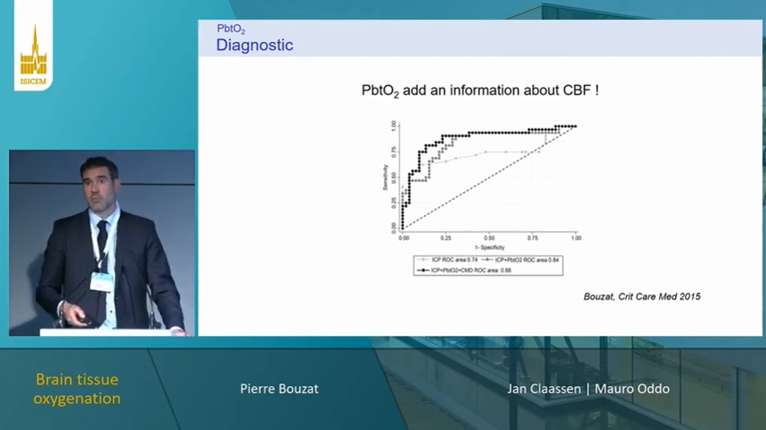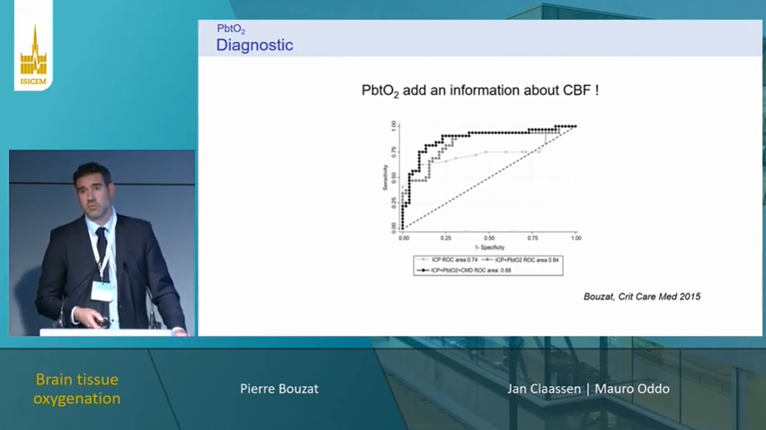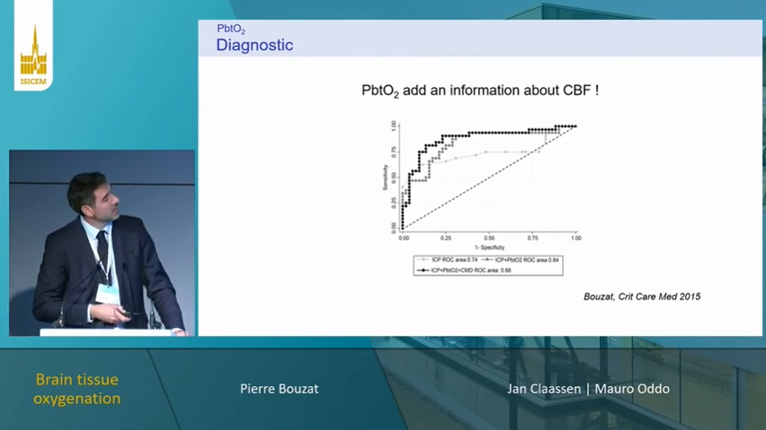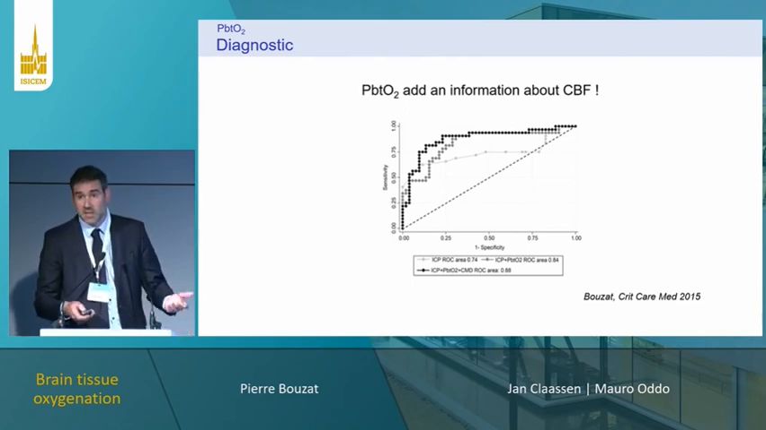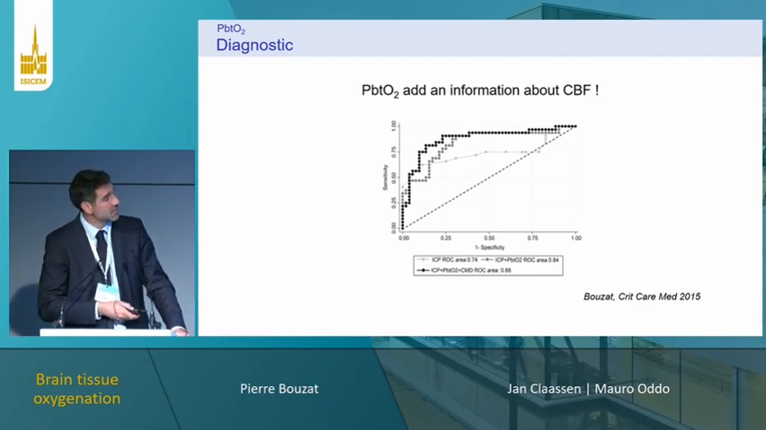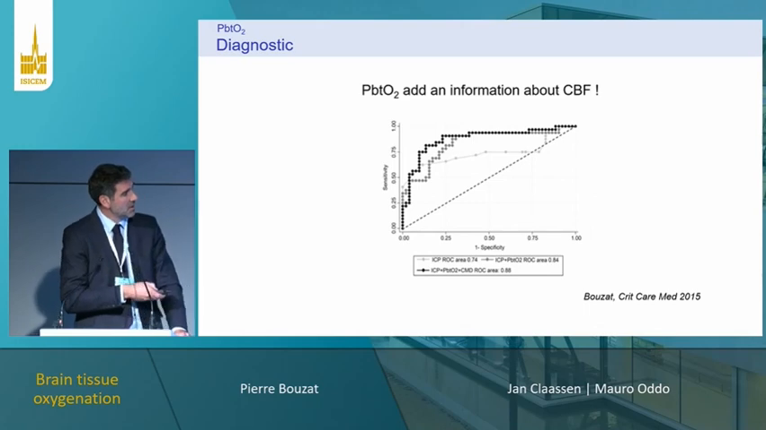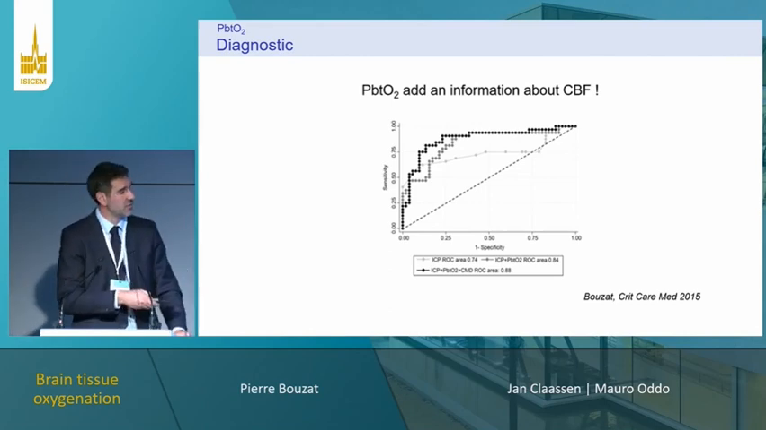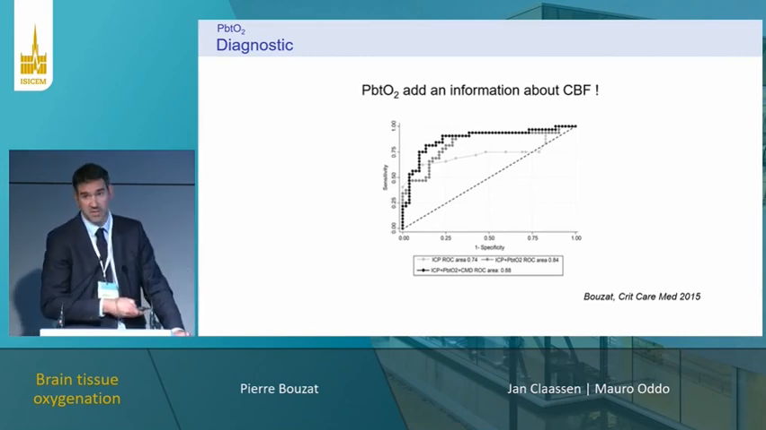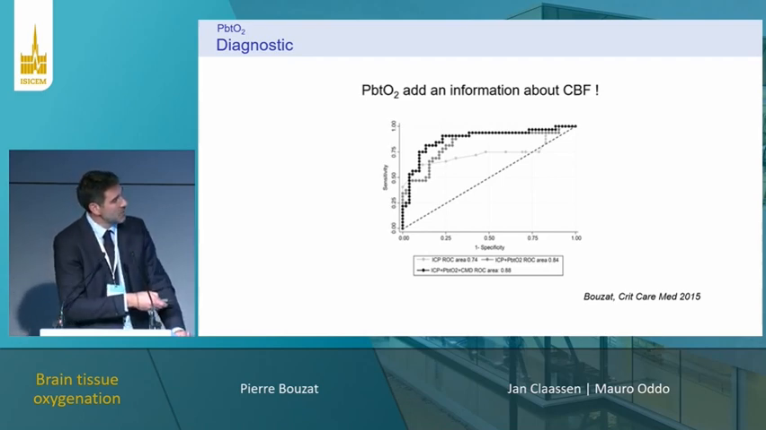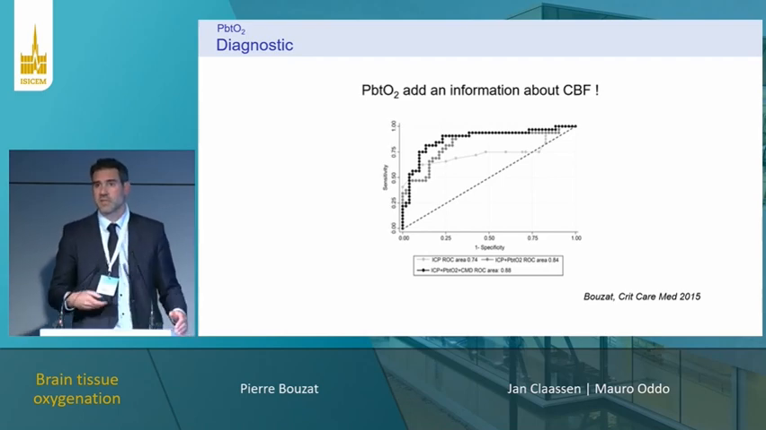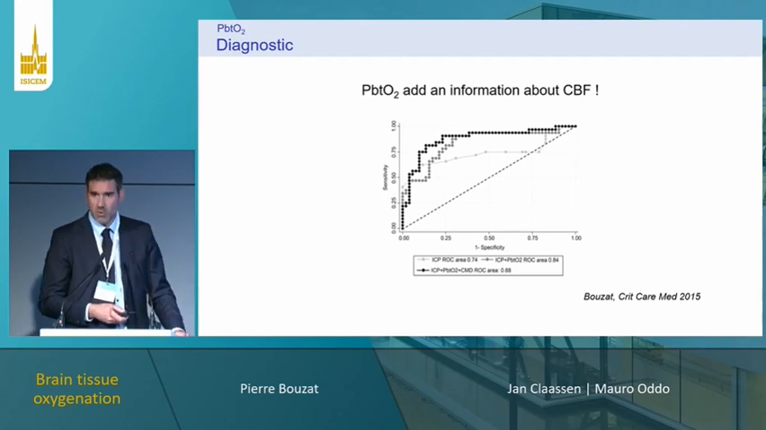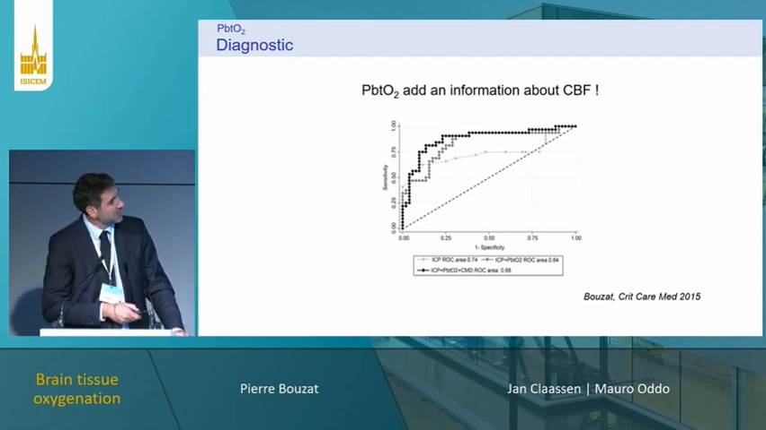At the bedside, what is the additional value of PbtO2 for the everyday diagnostic in the ICU? PbtO2 gives information about CBF. Here is a study we made in Lausanne in patients with TBI. You can see a prediction curve for low CBF. If you have only an ICP probe, the prediction is pretty bad. And if you add the PbtO2, the accuracy improves, and you are better able to diagnose low CBF at the bedside.